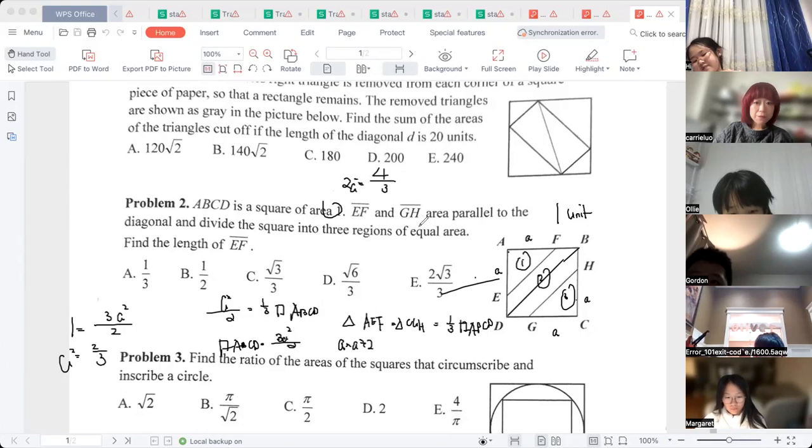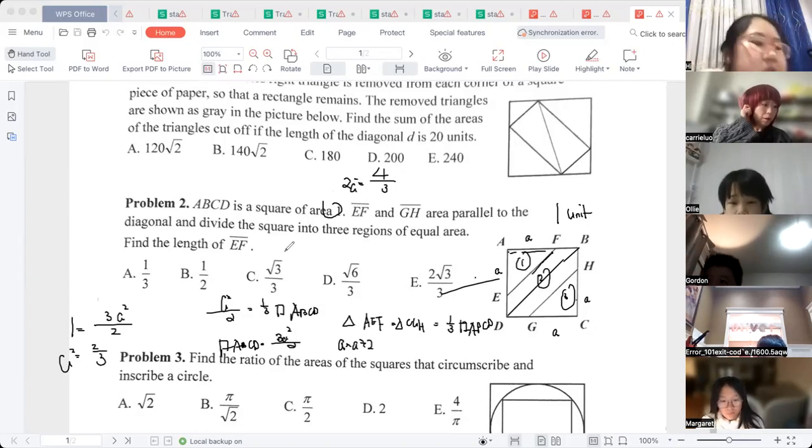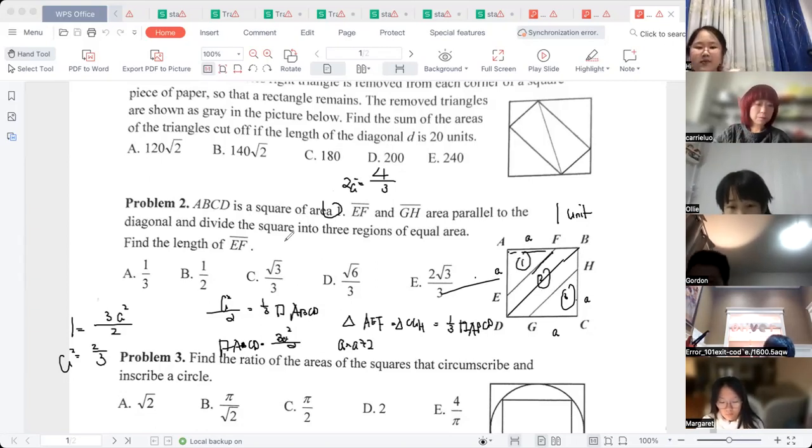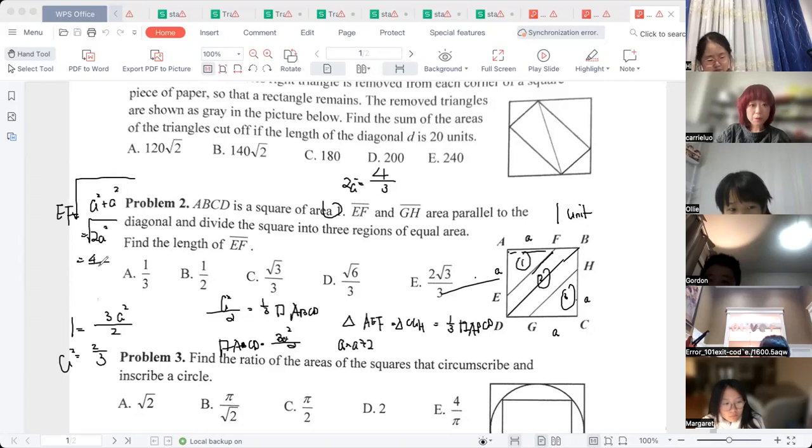So we have EF squared equals AF squared plus AE squared, right? Because of the Pythagorean theorem, correct? So EF equals a squared plus a squared, and square root. So exactly, the square root of 2a squared equals the square root of 4/3, which equals 2 root 3 over 3. So the answer is E.